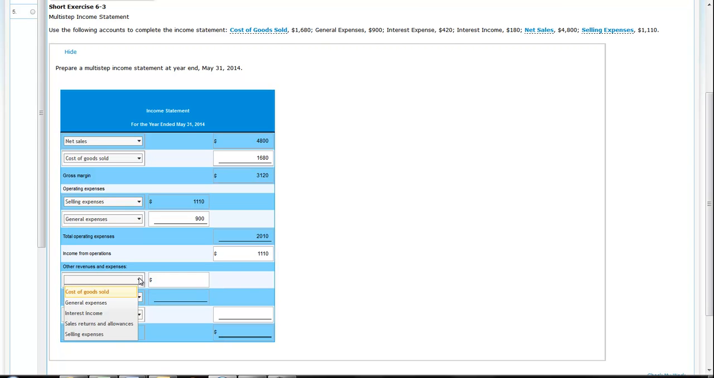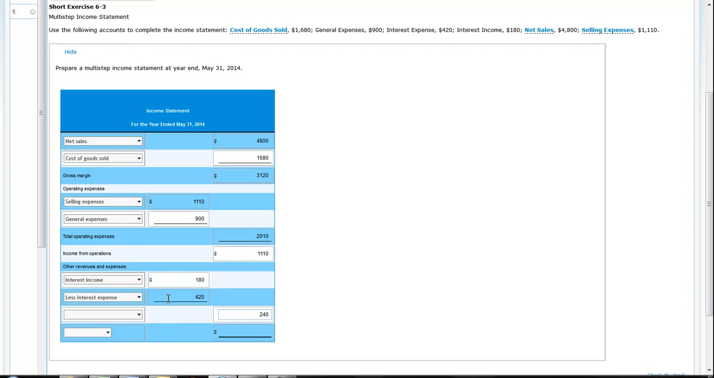So then we're going to look at other revenues and expenses. So under our other revenues and expenses, we have interest income, and our interest income was $180. And then we have less our interest expense, and our interest expense is $420. So one of the first things you should notice right off the bat is that our expenses are greater than our revenue by $240. So the difference here is going to be $240, but the question here is, do I add it or do I subtract it?